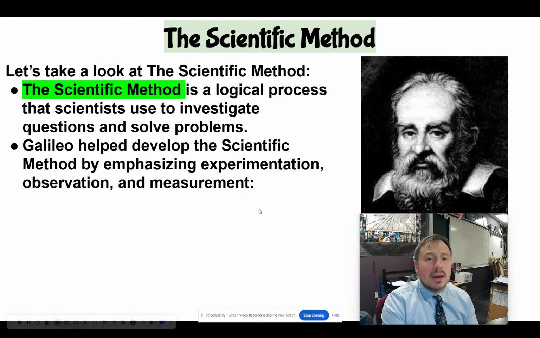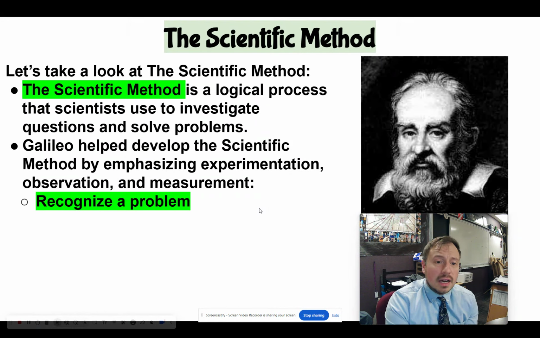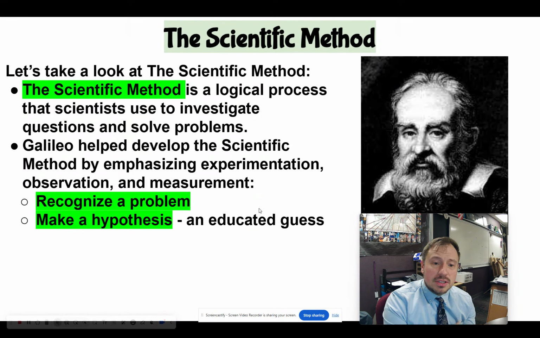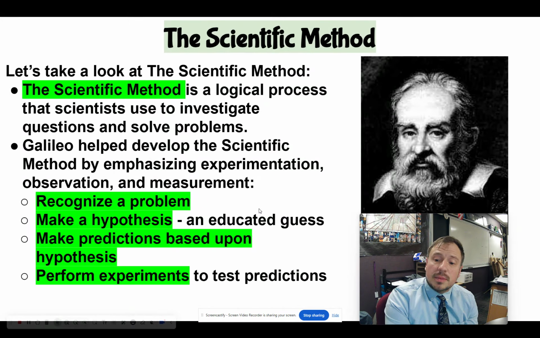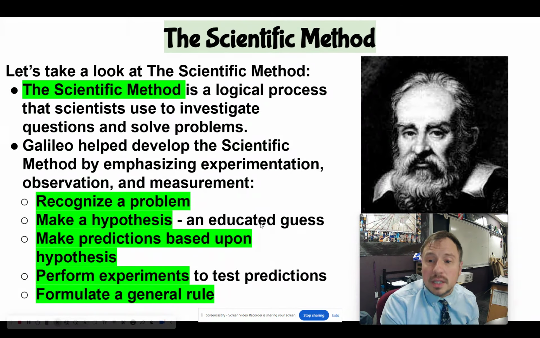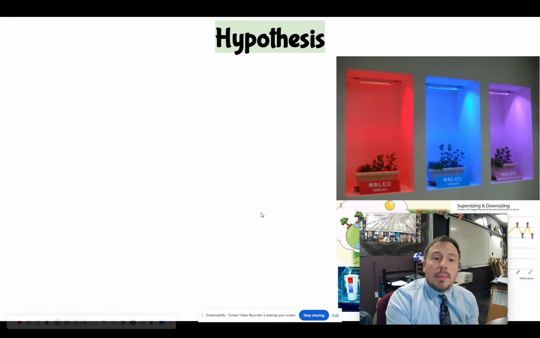So these are the steps that he used, right? And every flow chart that you might see out there is sort of just derivative of these, right? It just sort of re-emphasizes these. So recognize a problem, make a hypothesis, make predictions based upon the hypothesis, perform experiments to test predictions, and formulate a general rule.